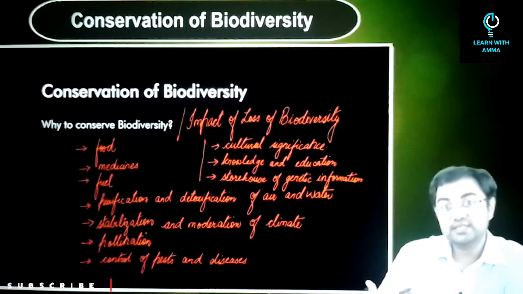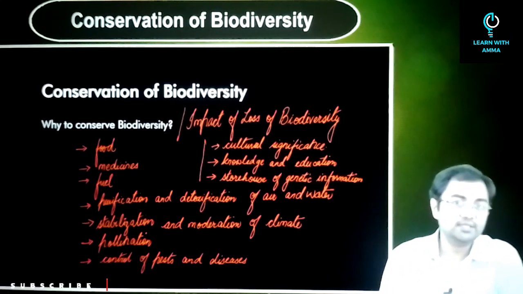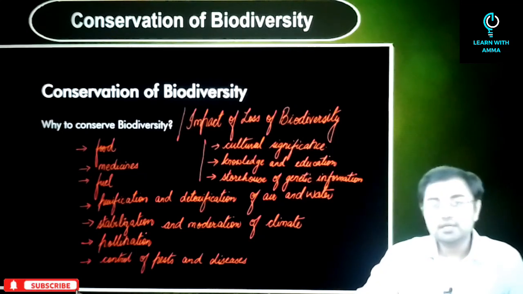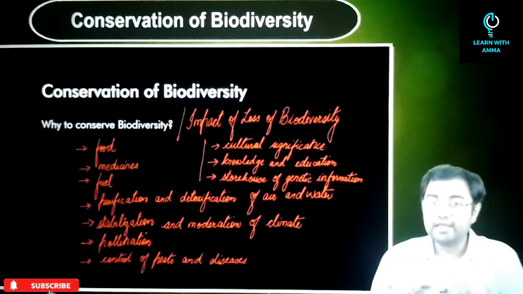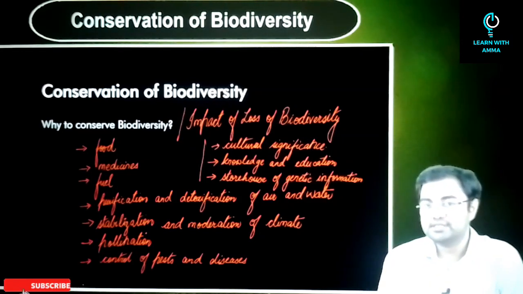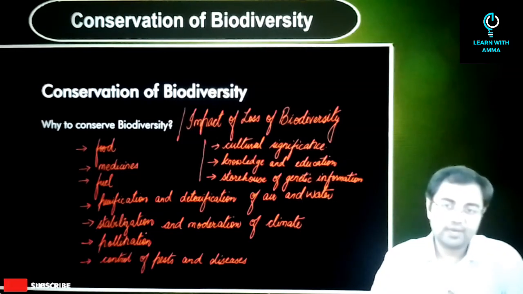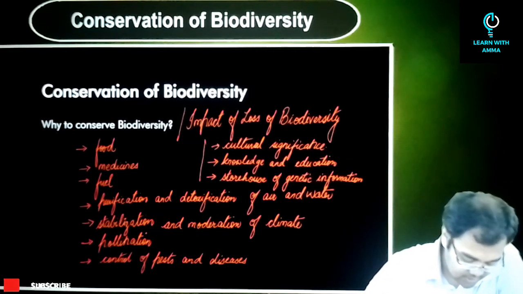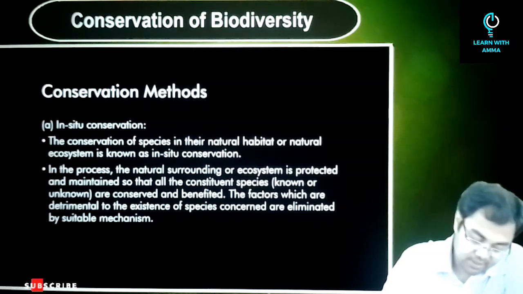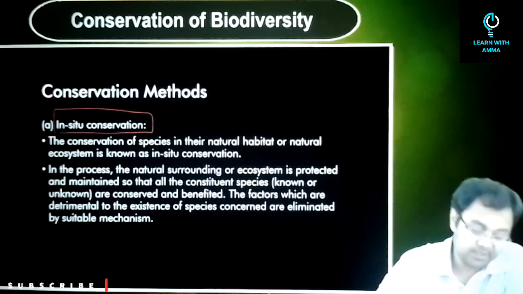So there are so many things that can be listed out, and all these are things we have discussed over the course of this chapter. That's why understanding the value of biodiversity and why it is necessary for us to conserve biodiversity is not very difficult to understand at this point, while the chapter has been done comprehensively. So if we talk about conservation methods, the first method is in situ conservation.